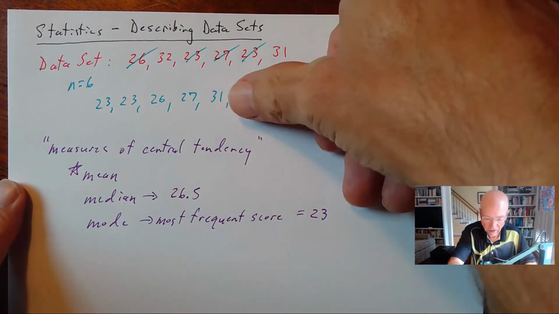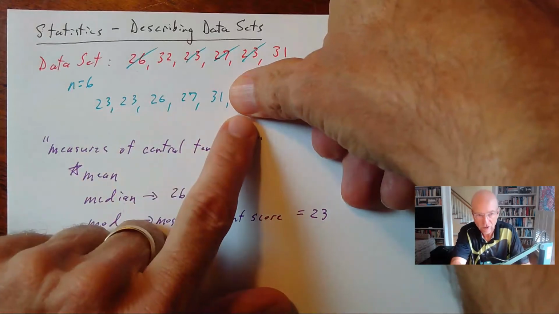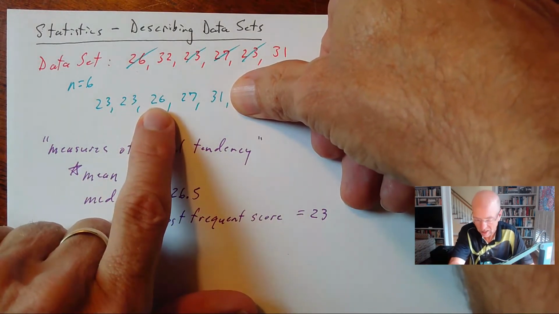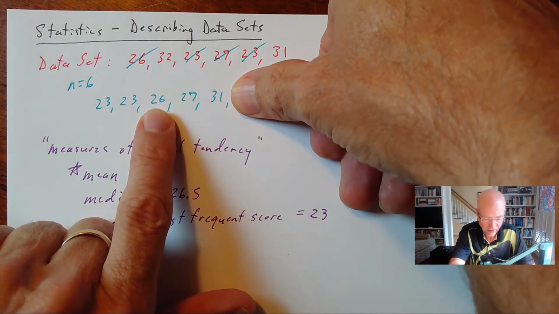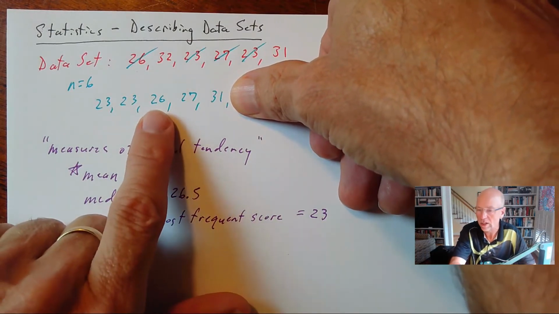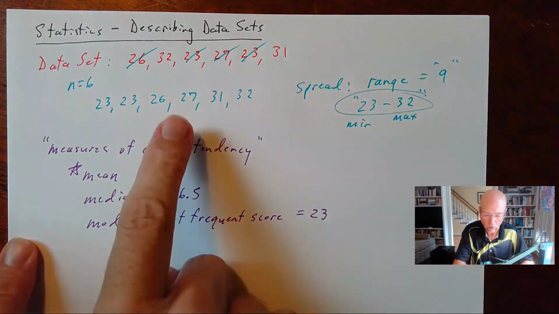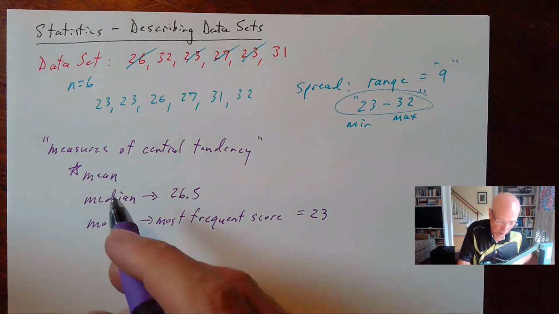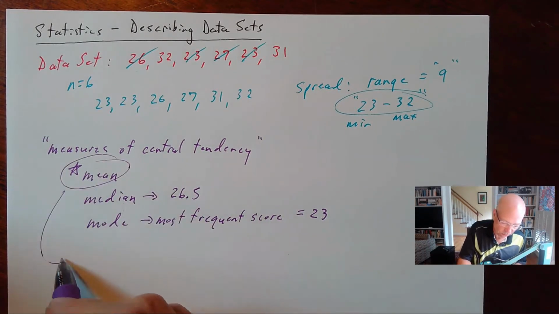If I had another data set that only had 5 scores, an odd number of scores, then the 26 itself is the middle of the data set. So my median would be 26 there. But with an even number of scores, you go halfway between them. All right. So these two are useful, but most of my discussion and most of our focus is on the mean.